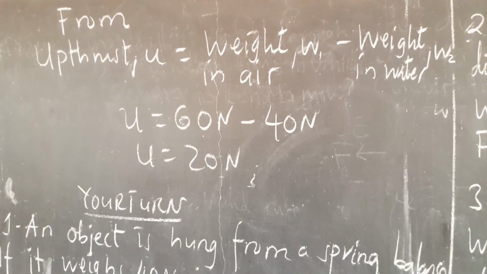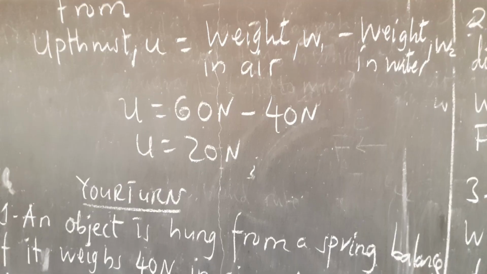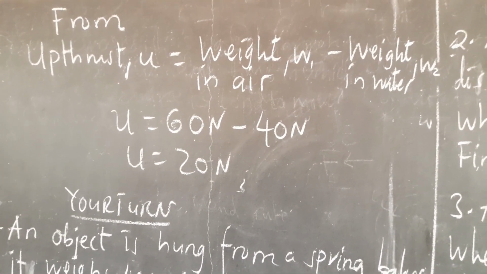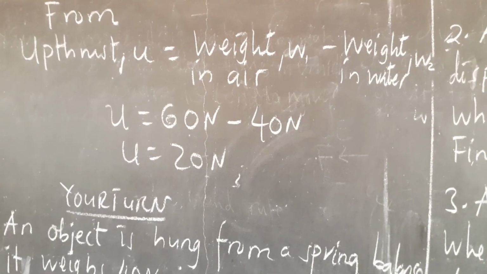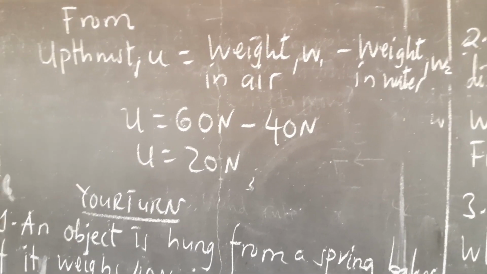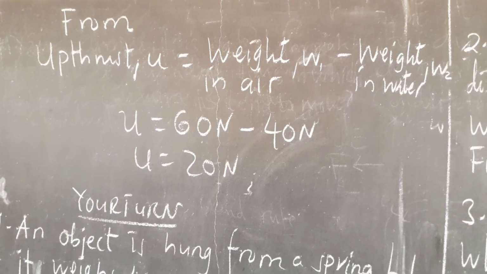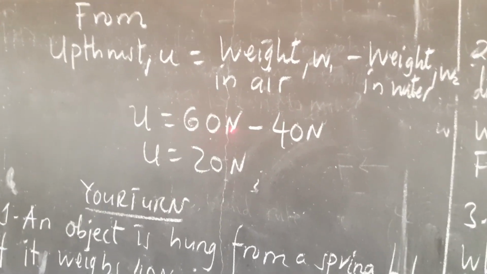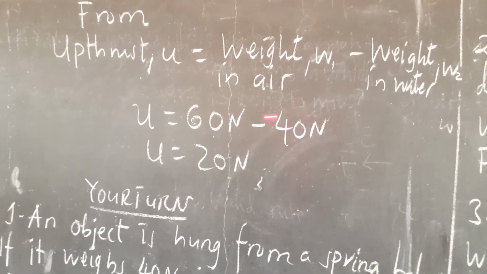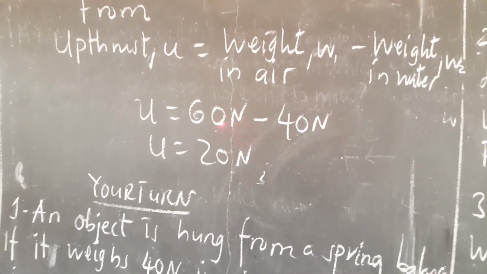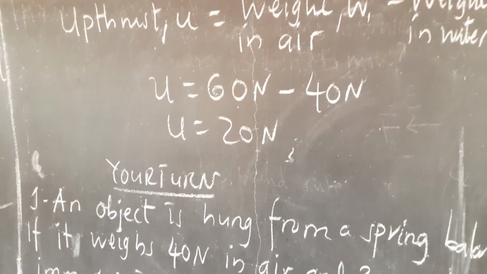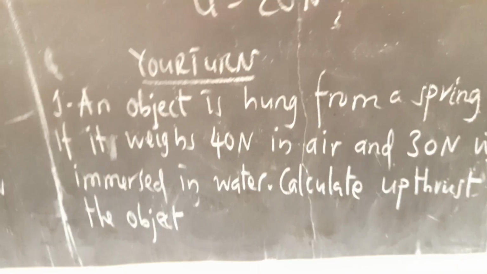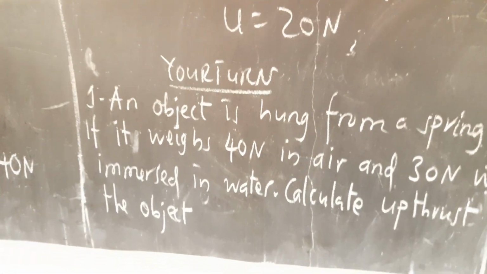So you need to know this formula on how you can find the upthrust: weight in air, W1, minus weight in water, W2. Then W1 minus W2 is 60 Newton minus 40 Newton. Finally, you get 20. Now from the lesson, you can try to do this exercise yourself.